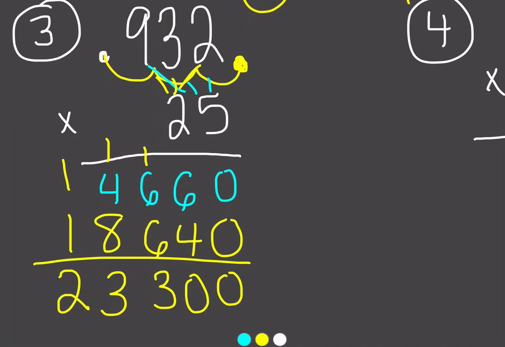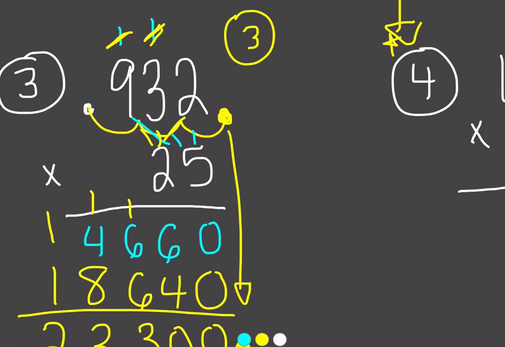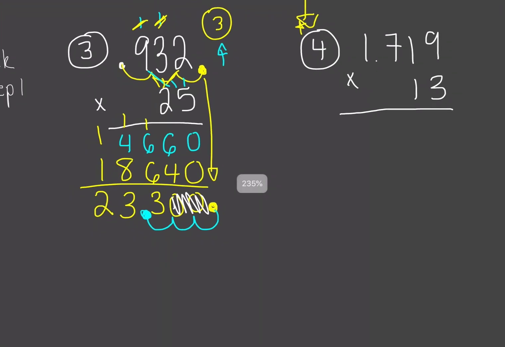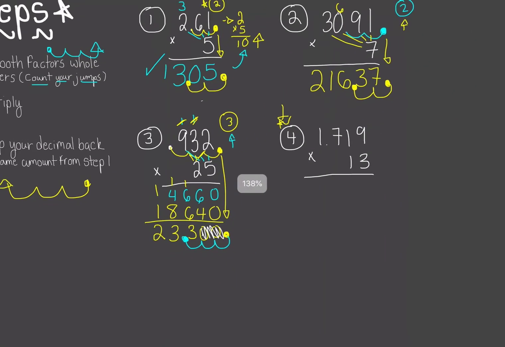I'm almost done. The only thing I have to do now is to jump my decimal back how many places? Well, I need to jump it back 3 places. So let's jump it back 3. 1, 2, 3. So my answer is 23 and 300 thousandths, or sometimes on tests they're just going to say, okay, it's 23.3, because that's not going to change the value. But that is how you multiply a decimal number times a whole number.